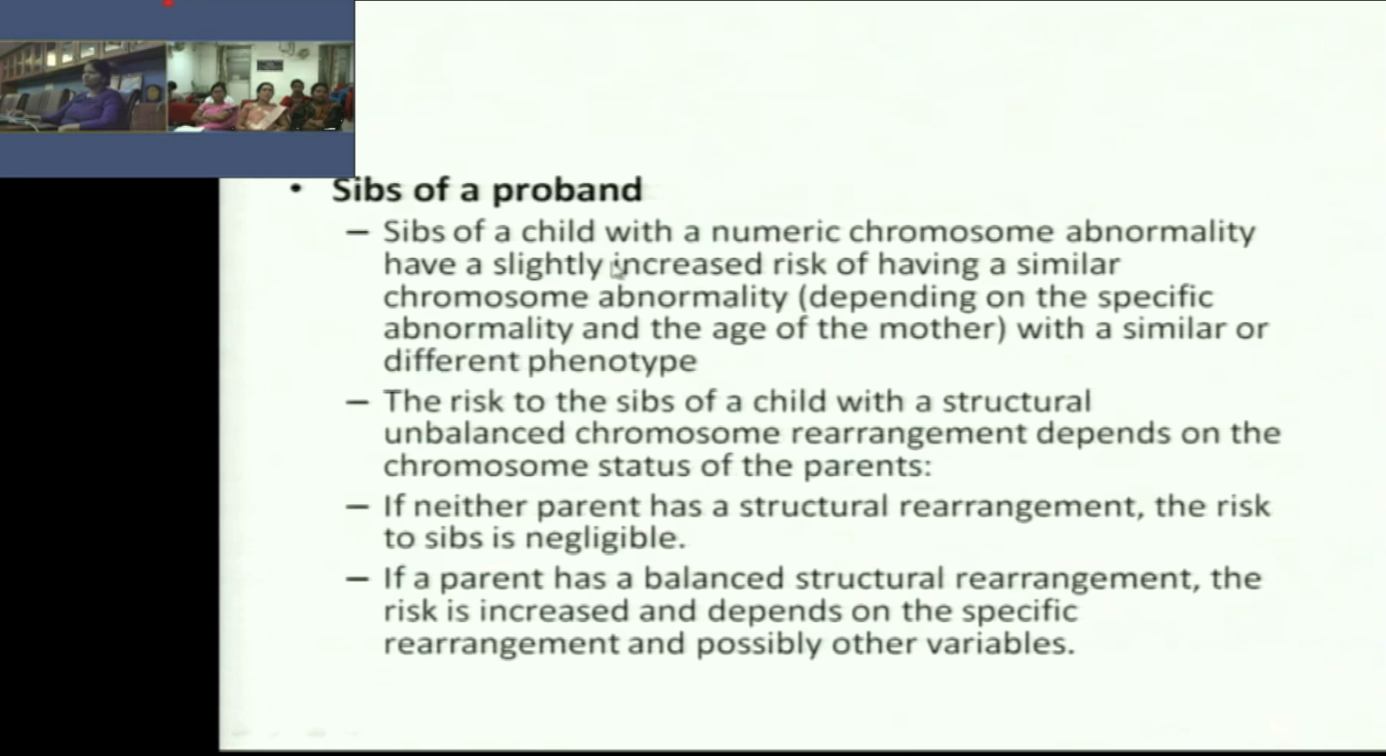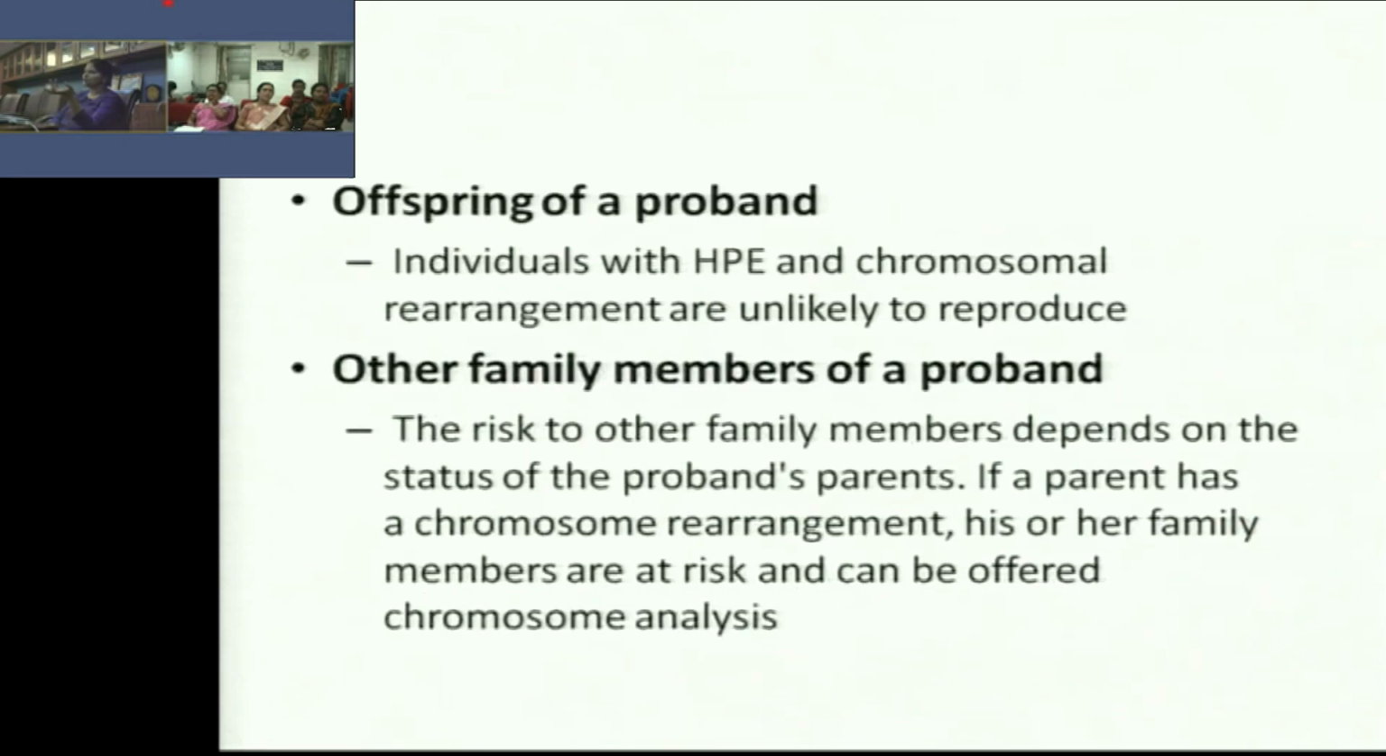And what are the risks to the sibs of the proband? The risk to the sibs of a child with a numeric chromosomal abnormality is slightly increased, and the risk to the sibs of a child with a structural chromosomal abnormality depends on the chromosome status of the parent. So, in case we have found a structural chromosome abnormality in the proband, like any duplication or deletion, we have to offer parental karyotype, and the risk to the sibs depends on the status of the parents. If neither parent has a structural rearrangement, the risk to sibs is negligible. If a parent has a balanced structural rearrangement, the risk is increased and depends on the specific rearrangement and possible other variables. Offspring of individuals with HPE and chromosome rearrangement are unlikely to reproduce.